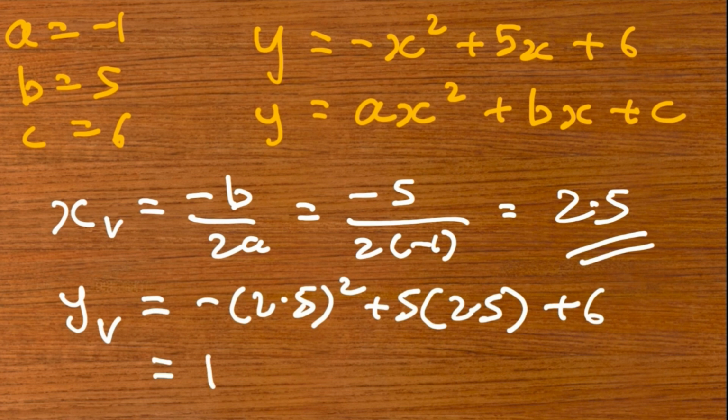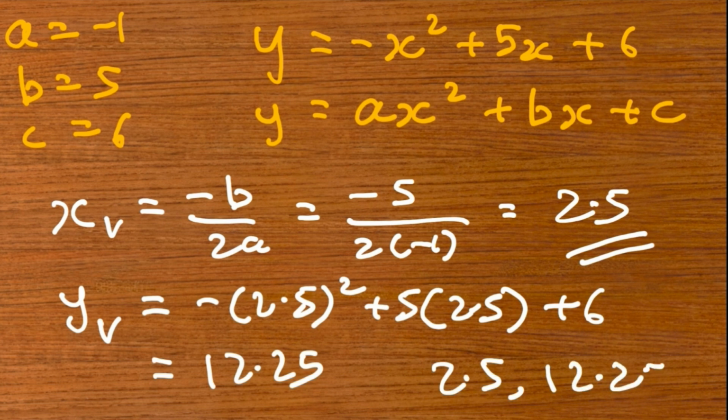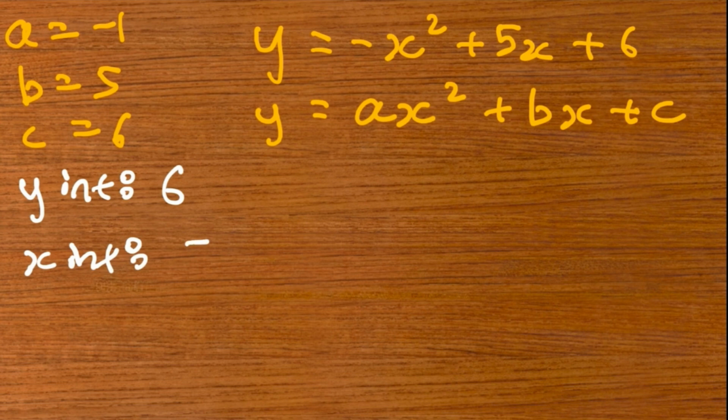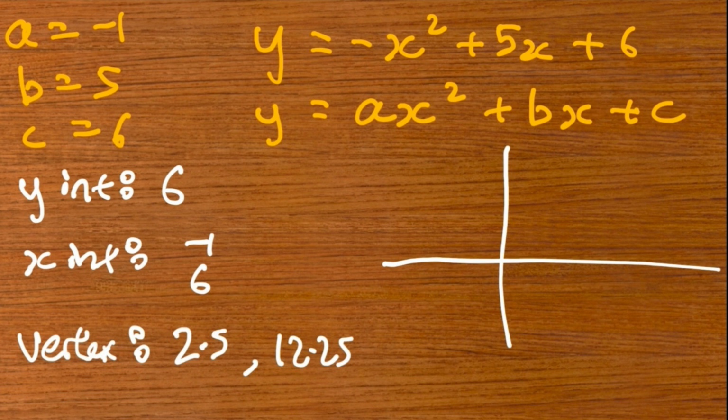And that's 12.25. So the vertex is located at (2.5, 12.25). So what do we have altogether? Our y-intercept is 6. Our x-intercepts are -1 and 6. And our vertex is located at (2.5, 12.25). So this is the graph of our quadratic equation.